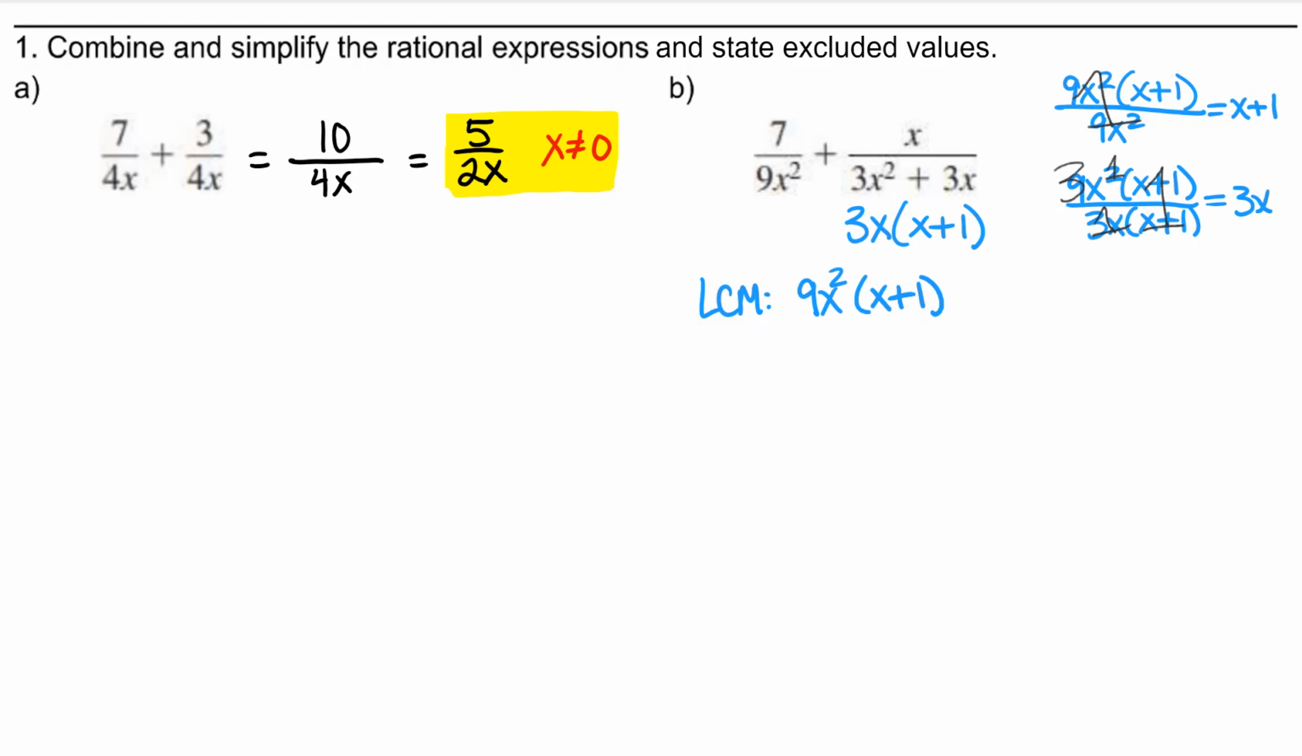Because our results are not rational and they do not have a common factor with each other, we have found our least common multiple. It's time to take each of these fractions and multiply them by a special form of the number 1 to get common denominators.